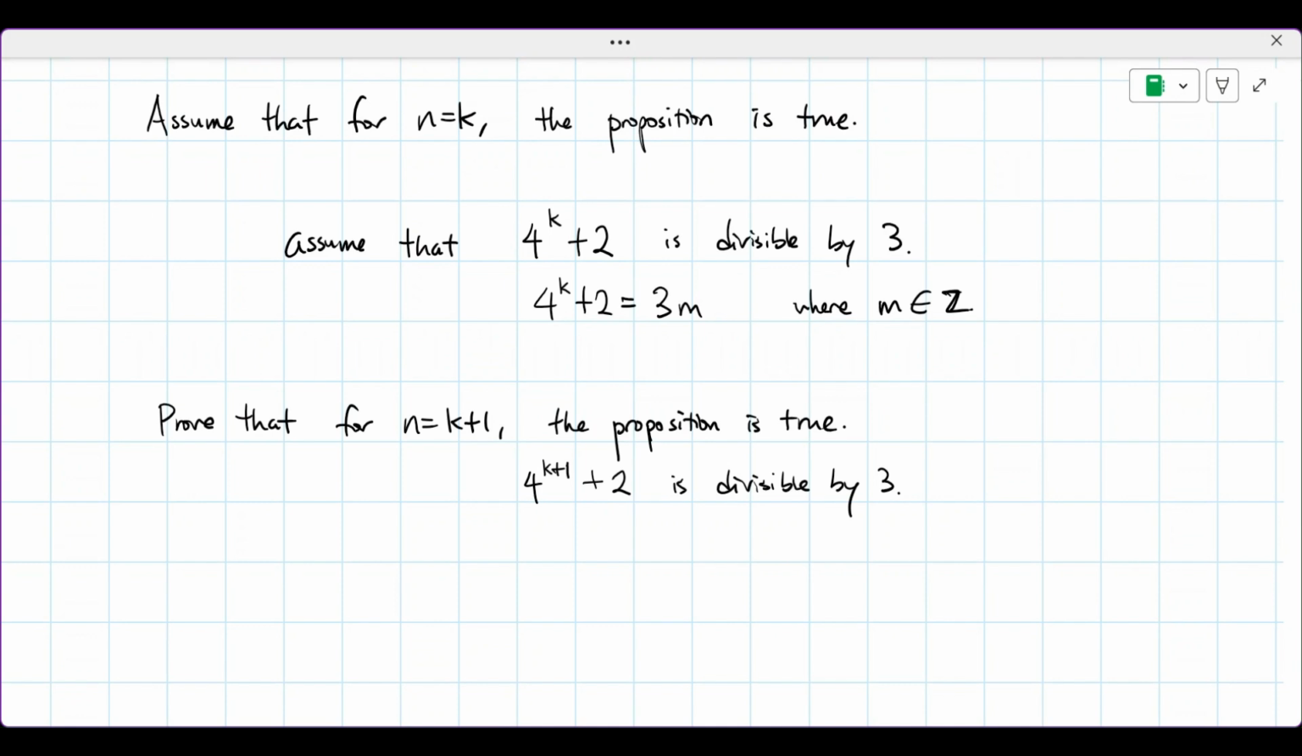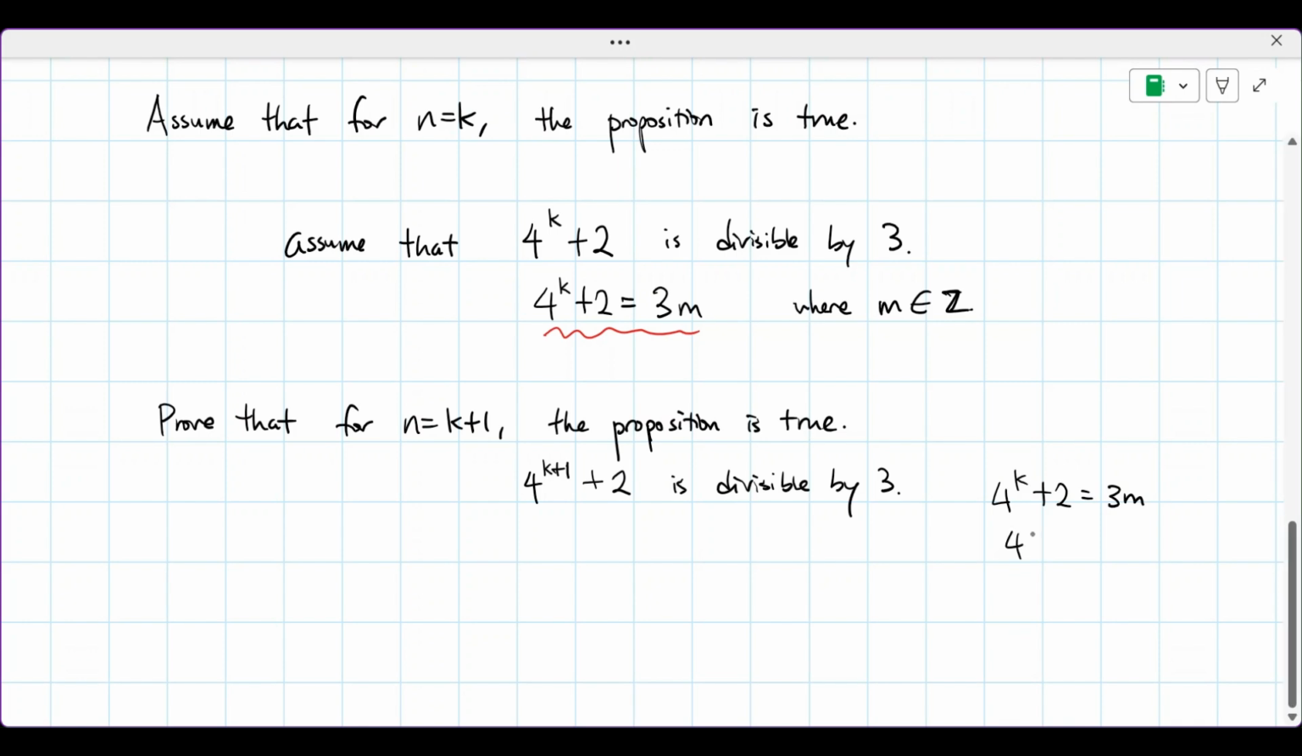An important thing to note when we're using the proof by mathematical induction is that we need to actively use the assumption that we just had. So how will that be achievable? Let's think about it. We know that 4 to the power of k plus 2 is equal to 3m.